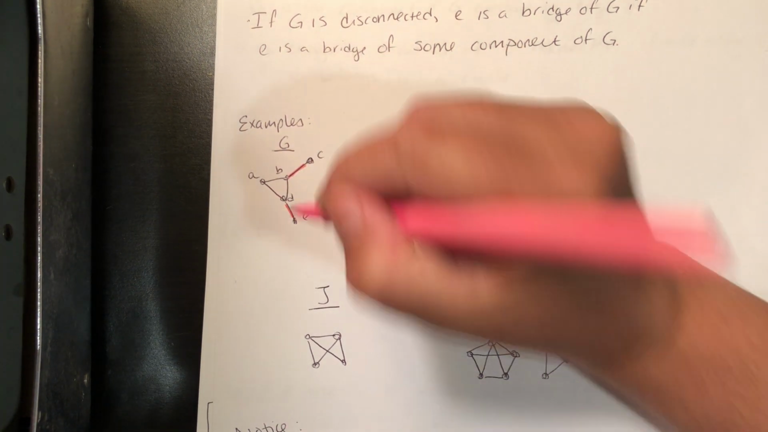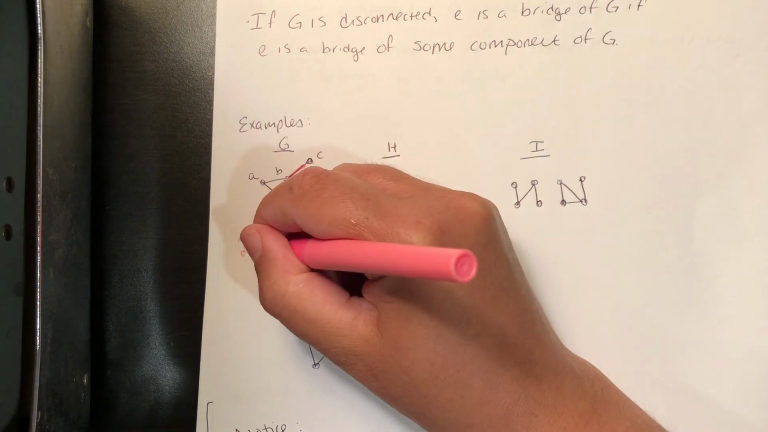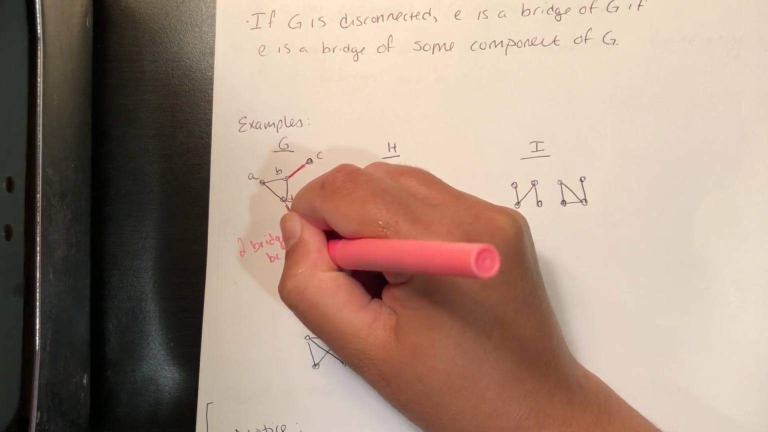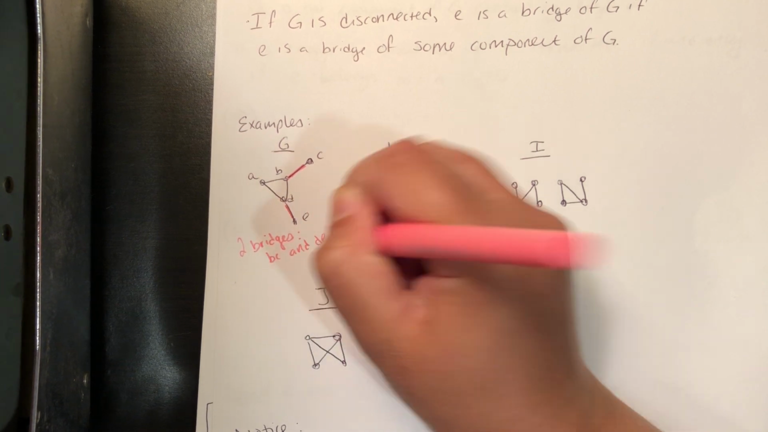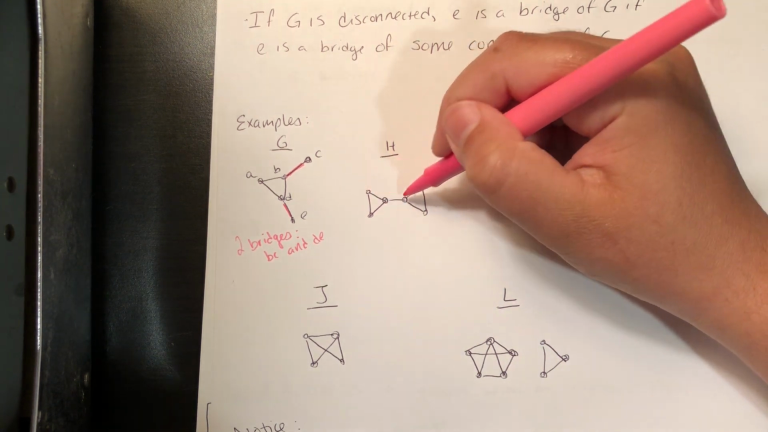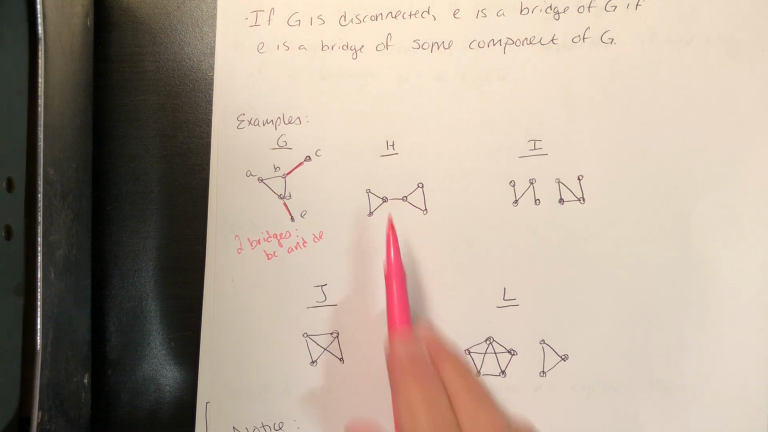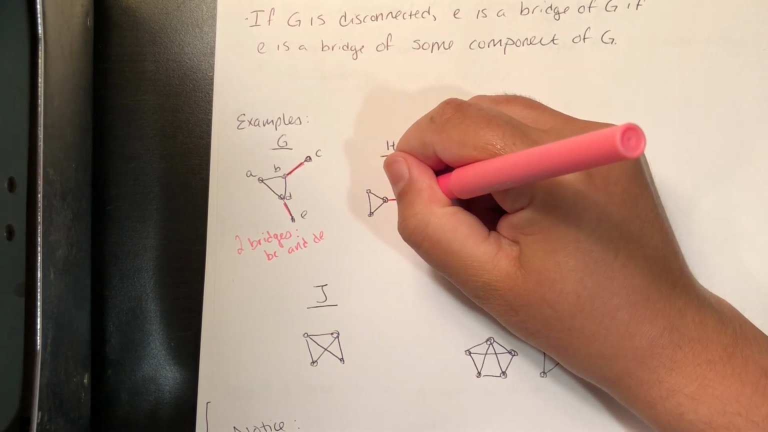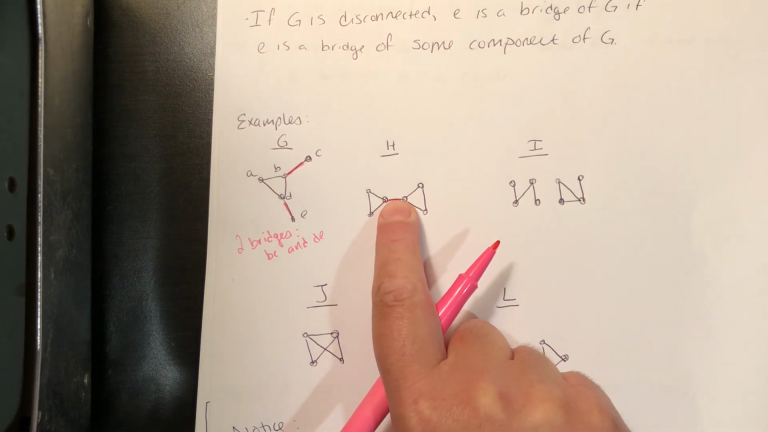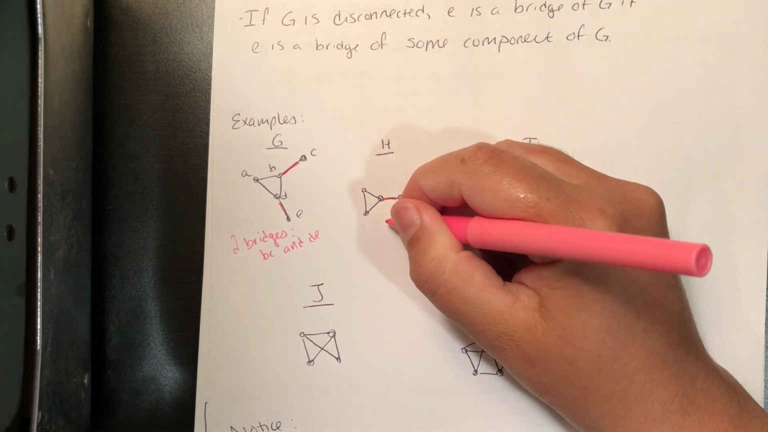Similarly, if we removed DE, this would disconnect the graph as well. So there's 2 bridges here, BC and DE. Now for H, if we removed any parts of these triangles, we could see again that the graph would be connected. But if we remove this edge in the middle, I didn't really name this, so let me just highlight it. If I remove that edge, I would be left with 2 disjoint triangles, and so this edge in the center is a bridge.